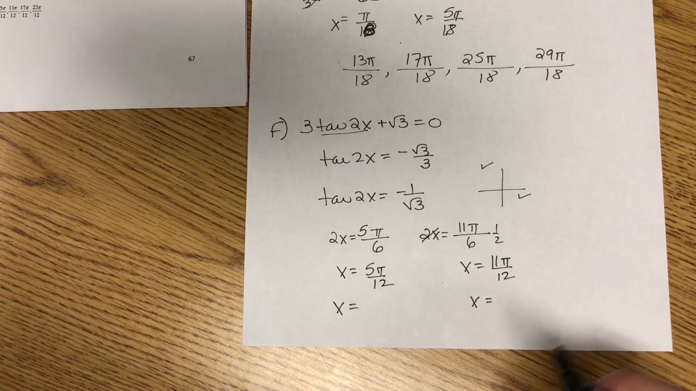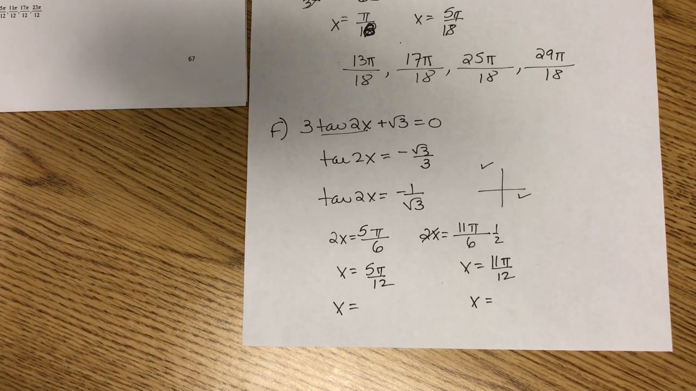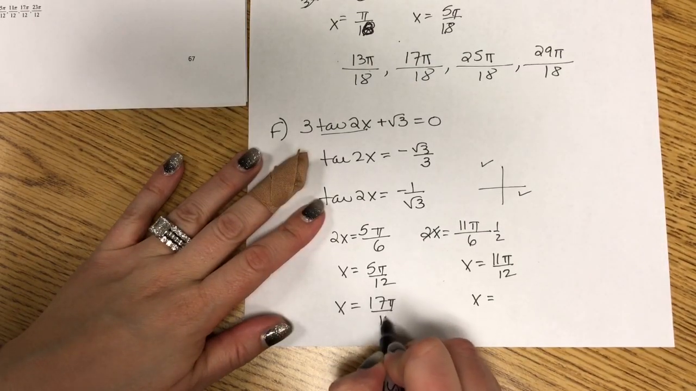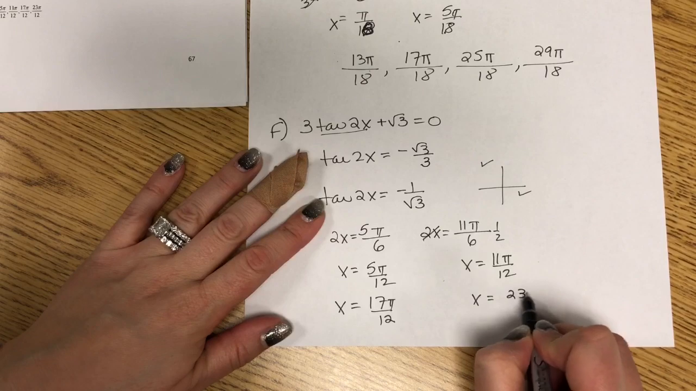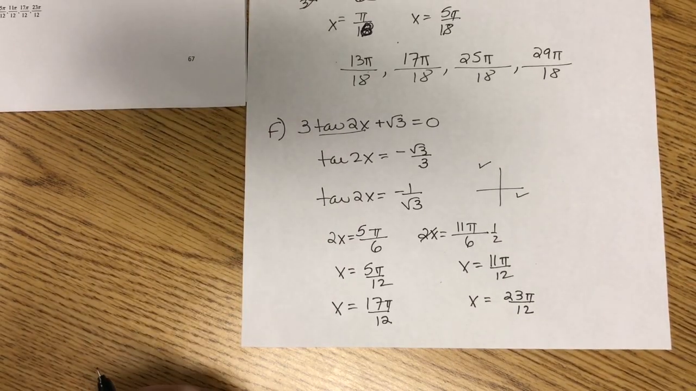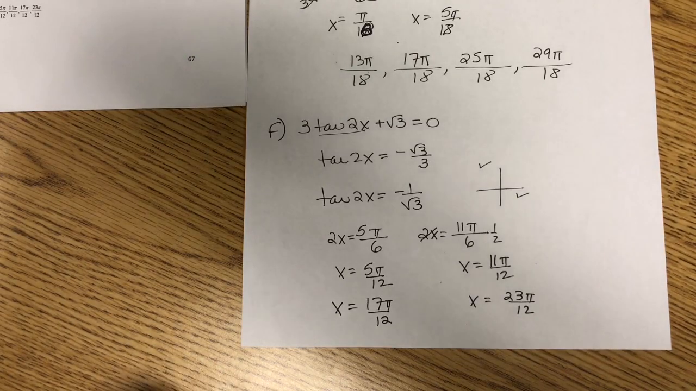So to get them, I need 17 pi over 12 and 23 pi over 12. All right, that is the end of the second test review. There is one more to go.